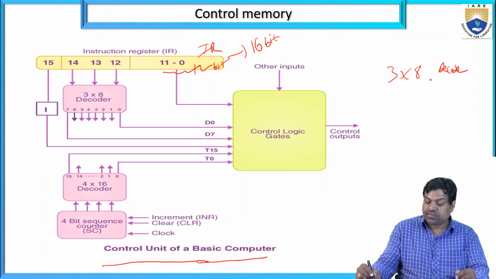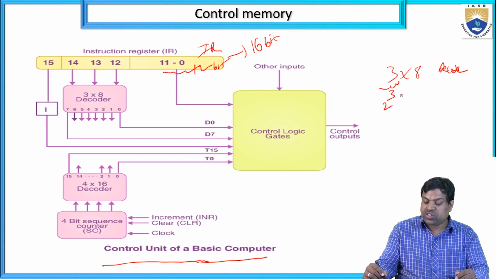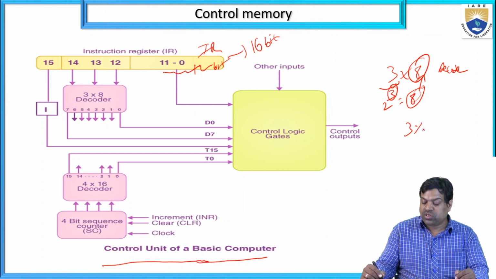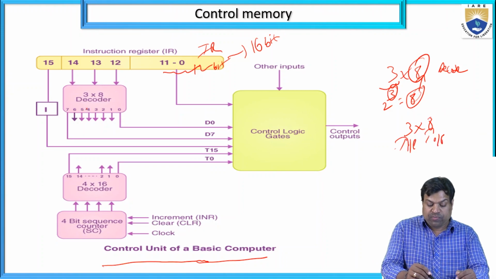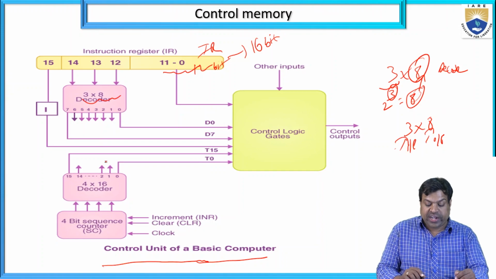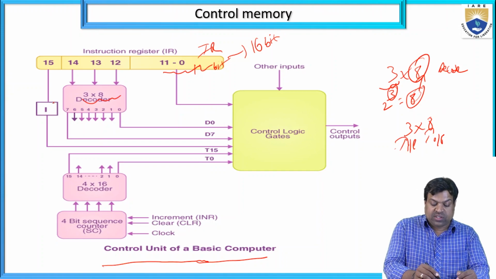Three inputs means 2 cubed, and the value of 2 cubed is 8. So the input is 3 and the output is 8, 3 into 8. How do we get 8? By 2 cubed. So 3 are the inputs and 8 is the output. A 3-by-8 decoder means 3 inputs and 8 outputs.